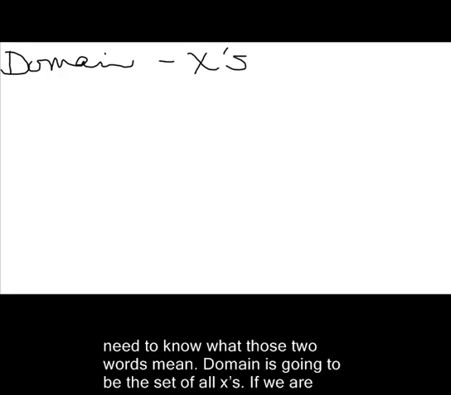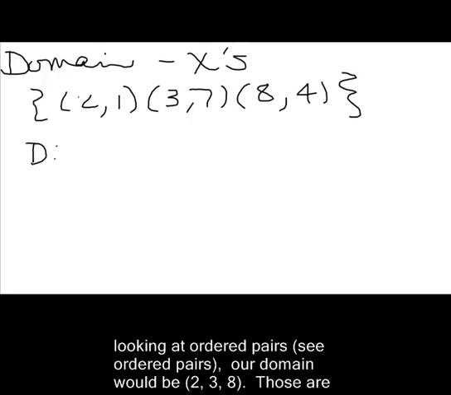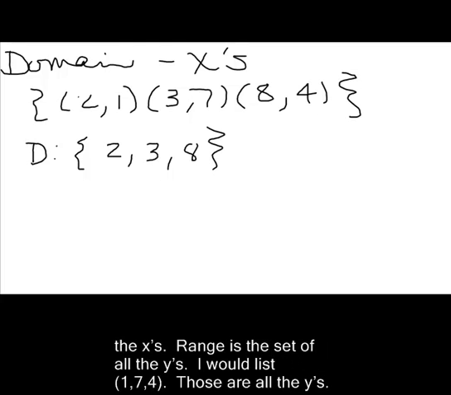So if you were looking at ordered pairs, like let's say we had this set of ordered pairs, maybe (2, 1), (3, 7), (8, 4). And I wanted to find just the domain. I would just list my domain as 2, 3, 8. Those are all the x's.